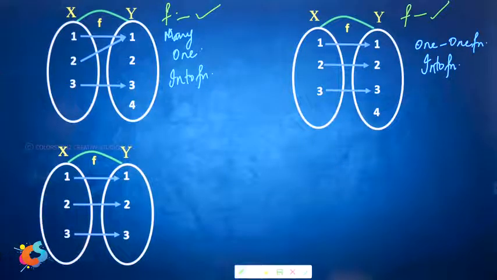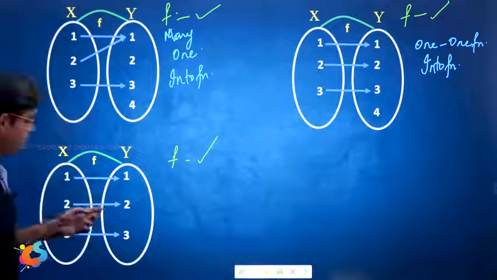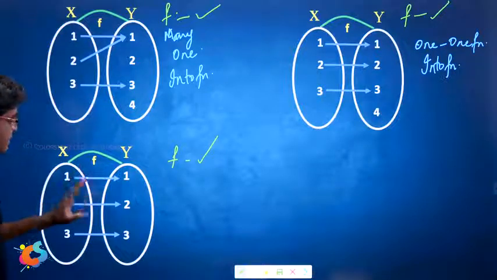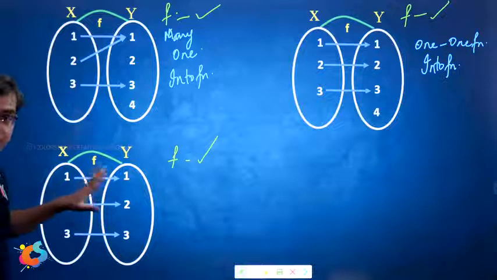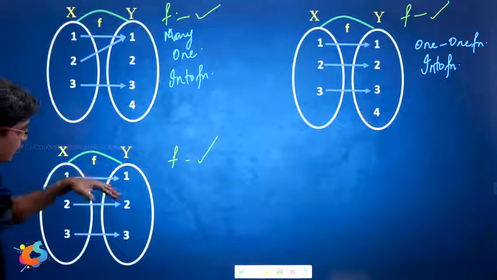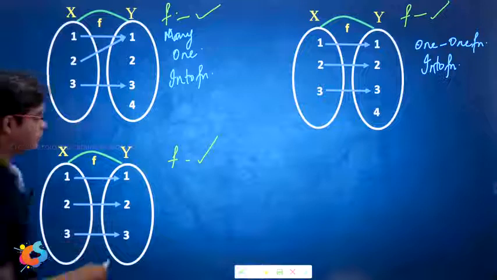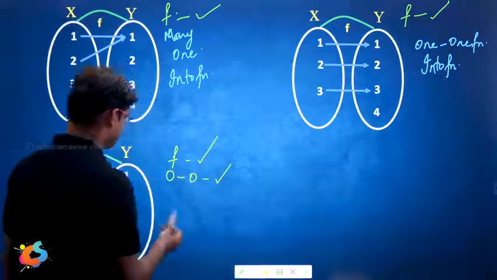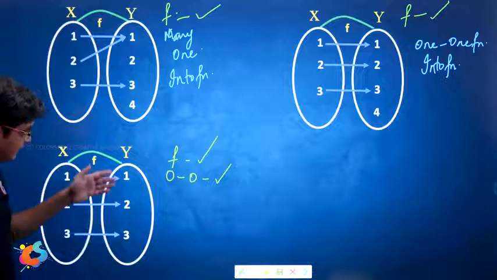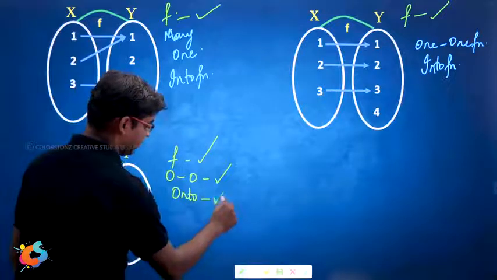So is this a function? Let us see the domain. In the domain, all of the elements have exactly one arrow coming out. So therefore this is a function. Is this a one-one function? Let us see. 1's image is 1 and there is no other element which is sharing 1. 2's image is 2 and there is no other arrow coming on 2. 3's image is 3 and there is no other arrow coming on 3. So therefore this is a one-one function. Is this an onto function? Let us see. Are there elements left over in the codomain? No. So therefore this is an onto function.